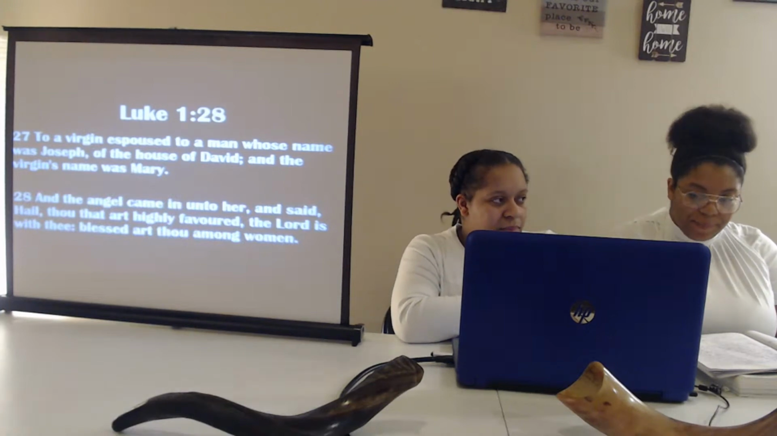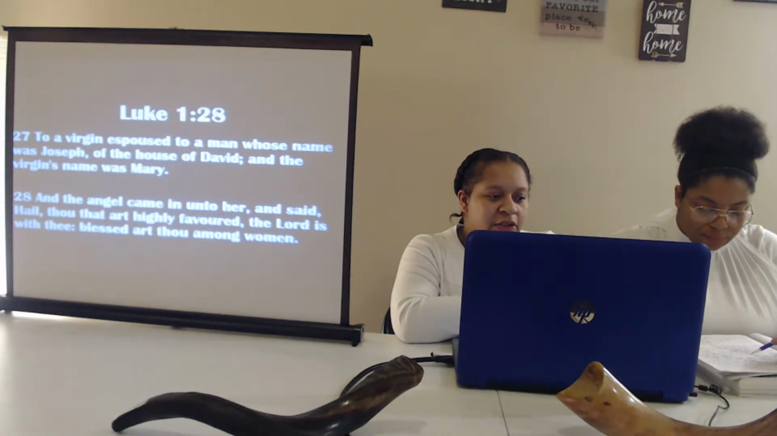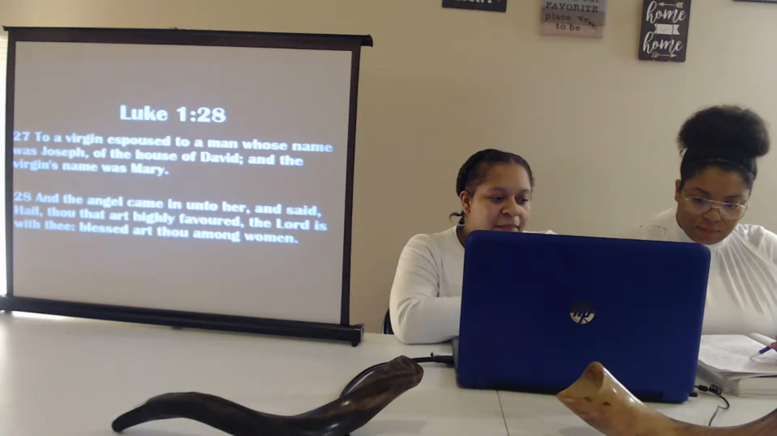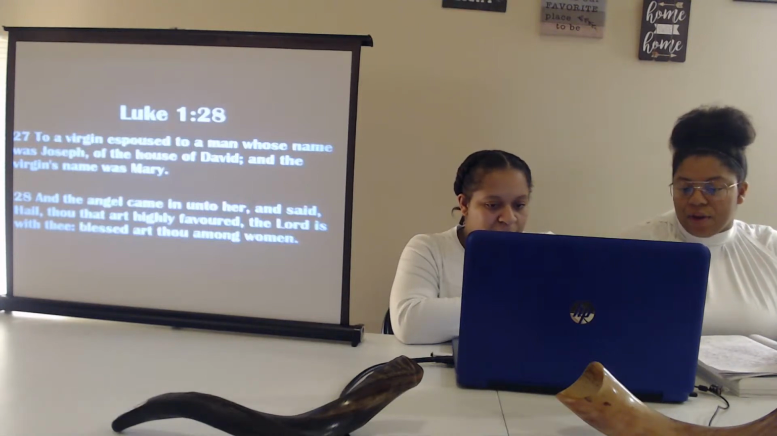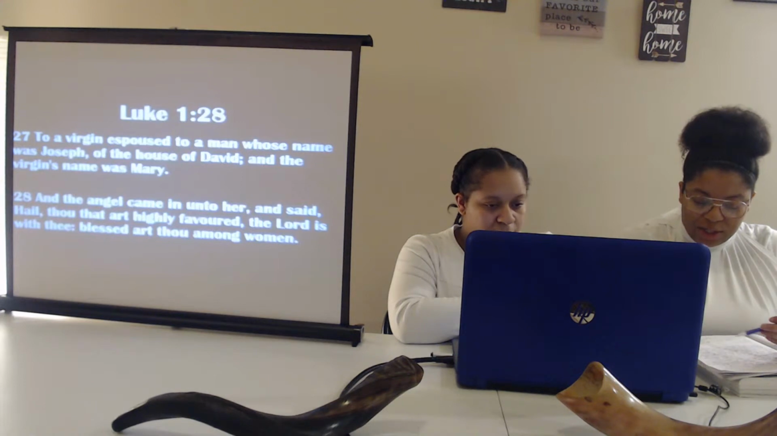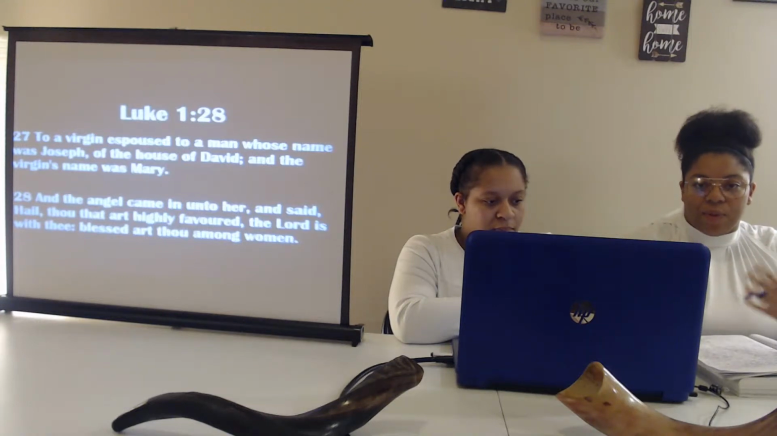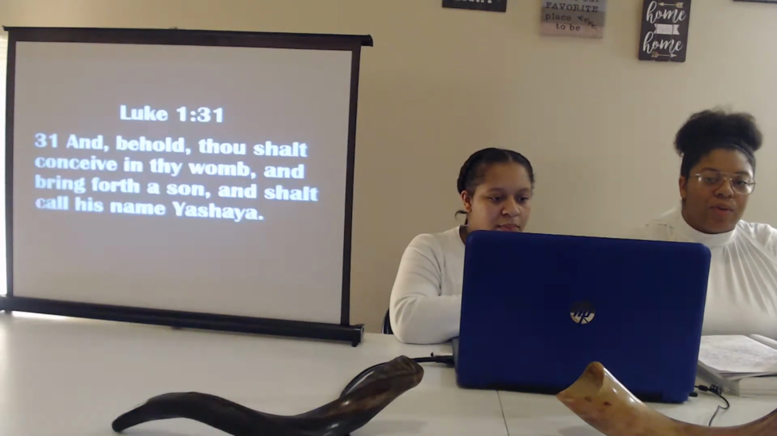Luke chapter 1, verse 27 through 28. To a virgin espoused to a man whose name was Joseph, of the house of David, and the virgin's name was Mary. Verse 28. And the angel came in unto her and said, Hail, thou that art highly favored, the Lord is with thee. Blessed art thou among women. So we see here that Mary was favored, and she was favored by the Most High. So this means that she had to be righteous in the eyes of the Most High. And that's what we want. We want, as women, to be called favored from the Most High, his own mouth. Proverbs 31. Exactly, Proverbs 31.